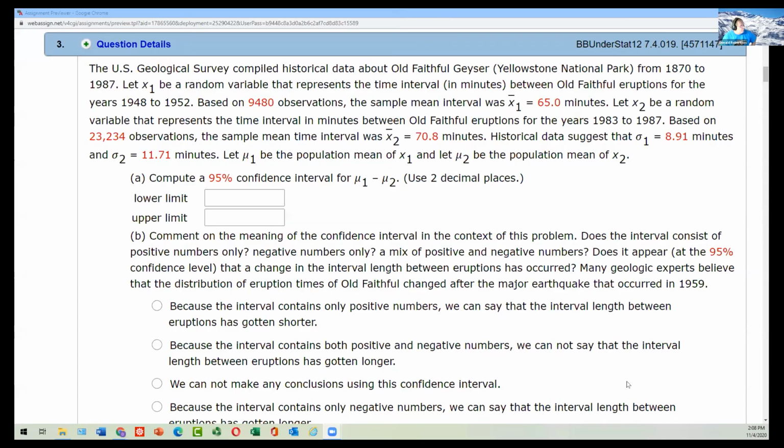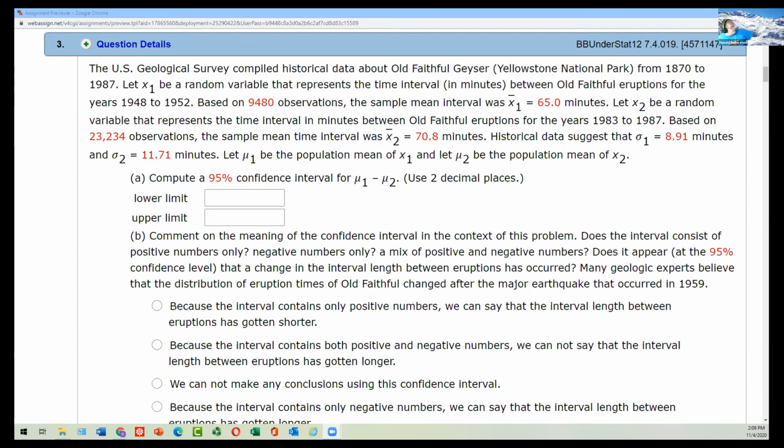There. Now, hopefully you can read this. If not, I'll be reading it out to you. A lot of reading in this question, but it's basically population 1 against population 2. So the US Geological Survey compiled historical data about Old Faithful Geyser, Yellowstone National Park, from 1870 to 1987.